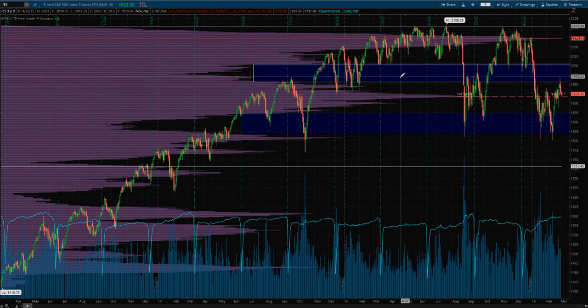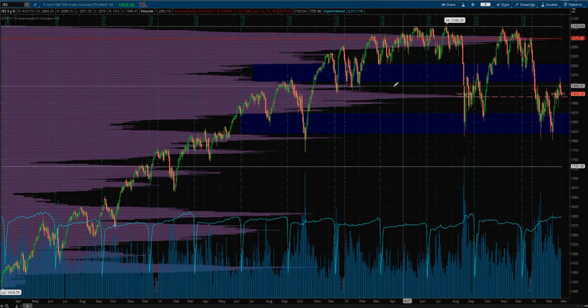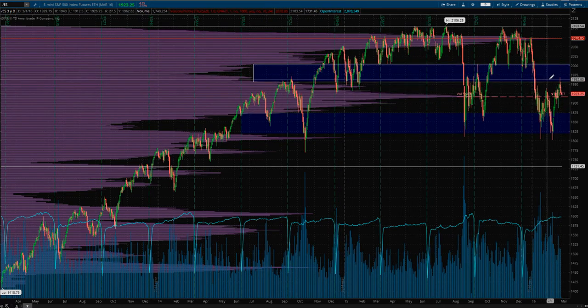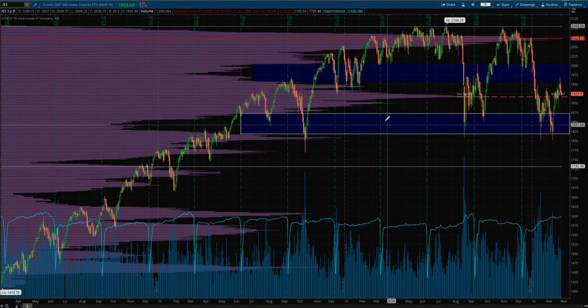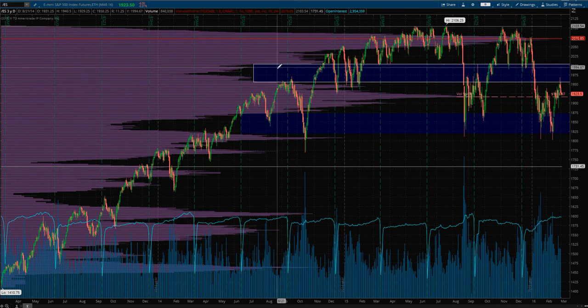Alright, you can also see that above this area of price we've been trading in lately, there is a small volume null from right about 1955 up into 2005 or so. And then below price, there's also a volume null, both shown here in this darker blue area.